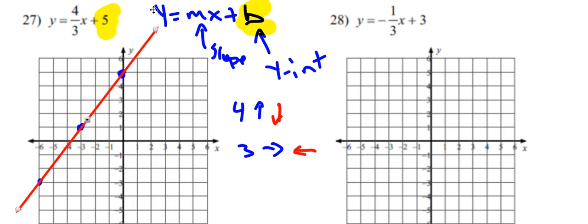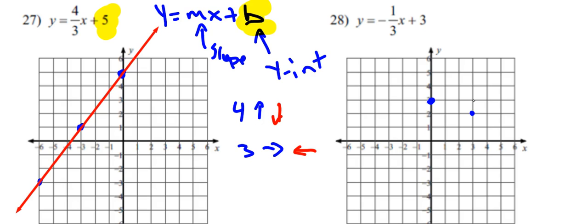I think you can do the same thing over here. If we're looking at this, the only thing I would say is just remember that that negative can go with either one of those. We usually like it to be with that top number. I hope that you will start your drawing on that one at 3, knowing that's the y-intercept. And then I hope you'll go down 1 over 3, and I'm going to leave the rest to you. That's it for 27 and 28.